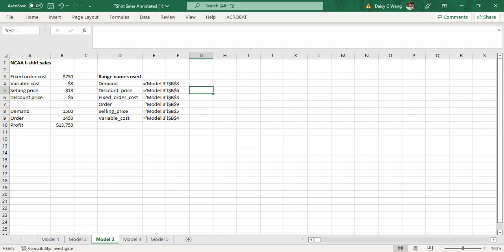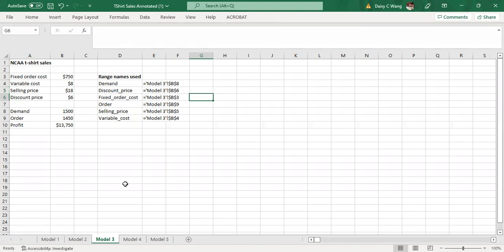So usually I use capital letters, like TestName, no space, or you can do Test_Name. Okay, so if you click enter, then you change the name, this name becomes TestName instead of G5. But if you move up, it's G4. Move down, TestName. Move down again, G6.